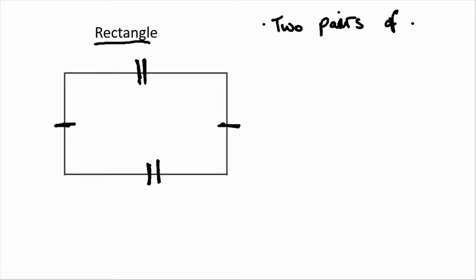Now, the rectangle has two pairs of equal length sides. So these two are equal, and then these two are equal. Remember, we use these dashes to show that two lines are equal. And if you've got more than, say, one pair of equal sides, you're going to have to use two dashes to show that two other sides are equal. Our first property: two pairs of equal length sides.